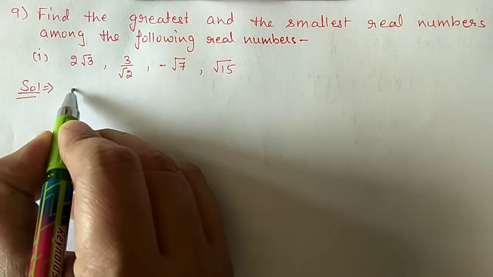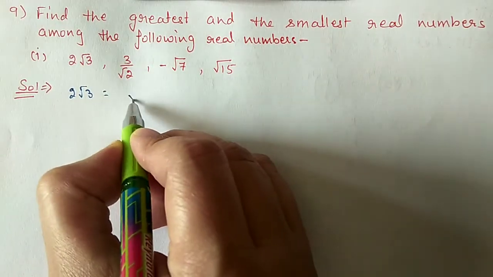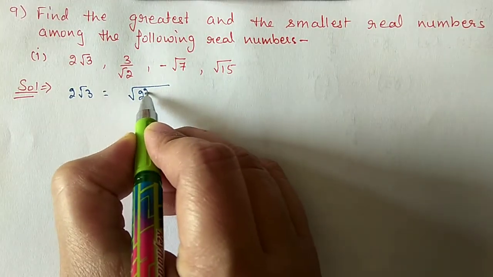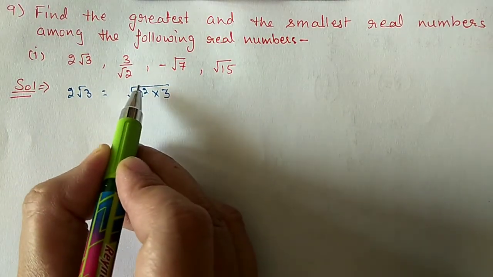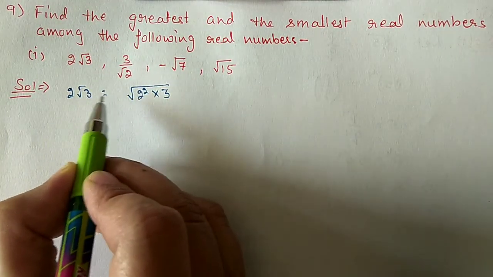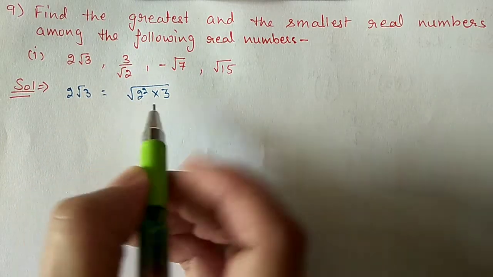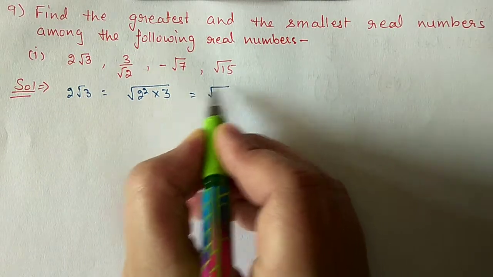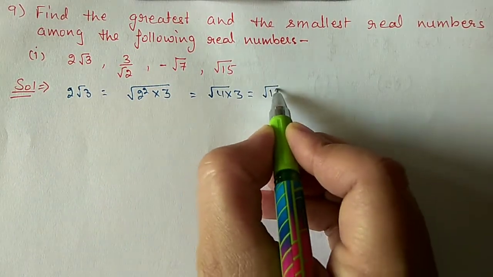So this 2 root 3, if you take this 2 inside the root, then it will become 2 to the power 2 into 3. Because when in place of 2 square we are taking 2 out, so when we are doing it in reverse way, this 2 will become 2 square. So 2 square is 4, 4 into 3 means root of 12.